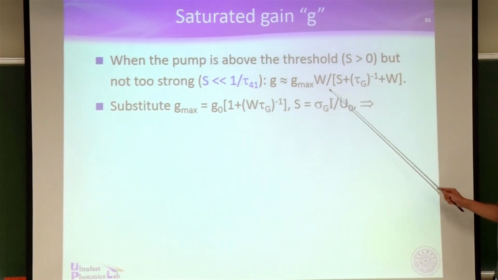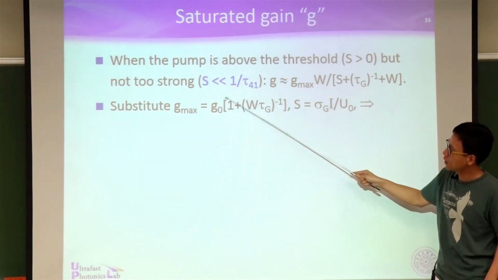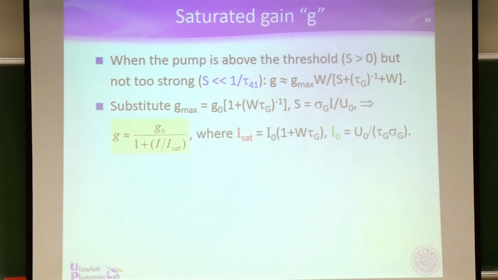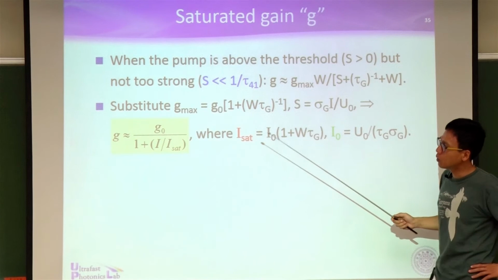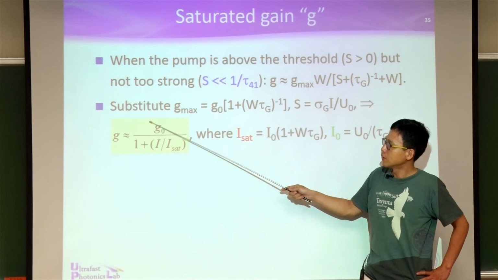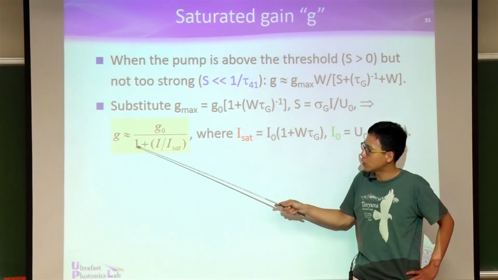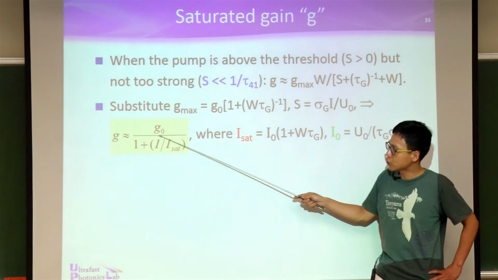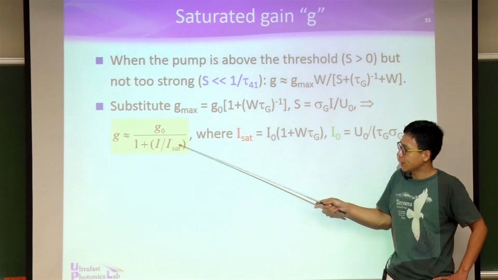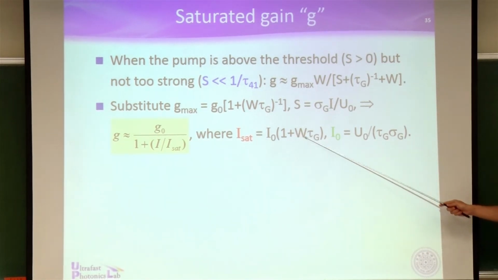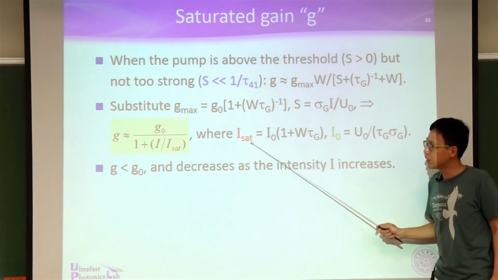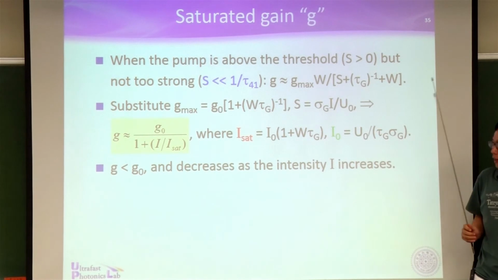Then you can substitute Gmax by this one, S by the definition which we have introduced already. Then you got a very easy formula. Saturated gain is approximately equal to the small signal gain G0 over 1 plus a ratio. I is the light intensity in the cavity. I_sat is defined here. The meaning of I_sat will be clear later.